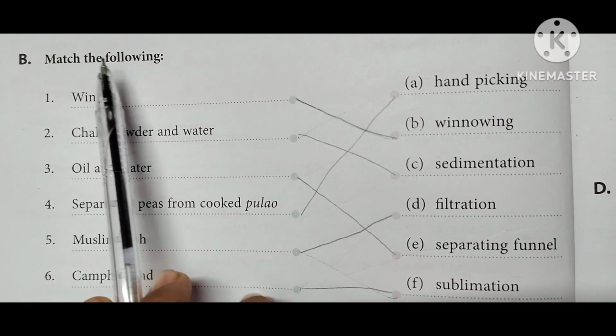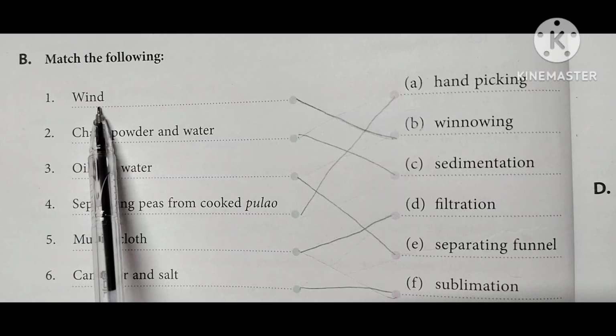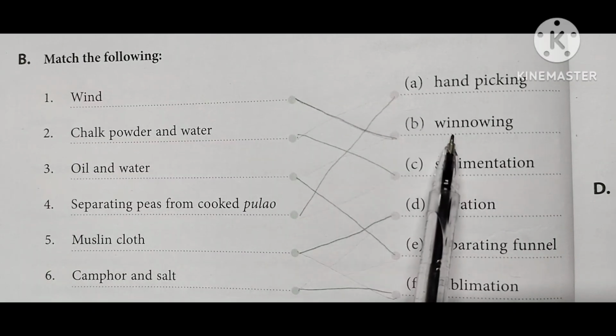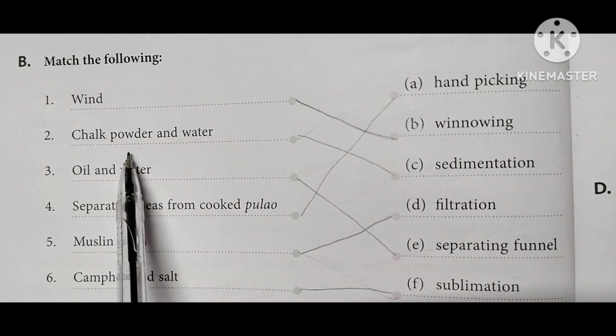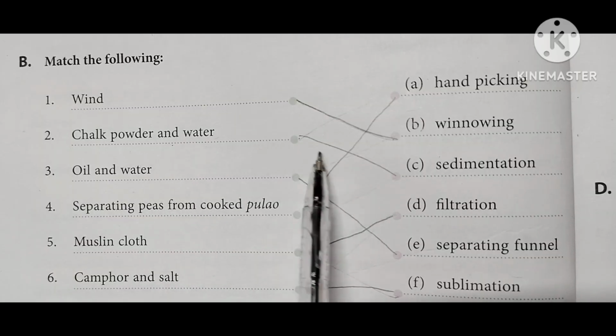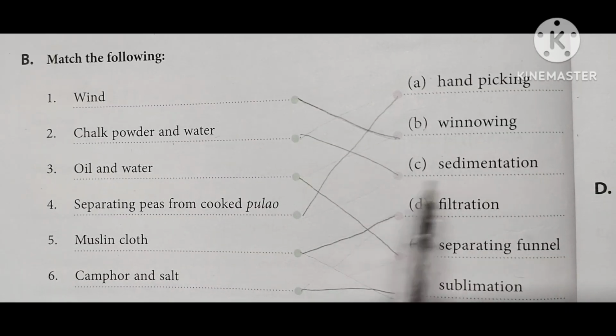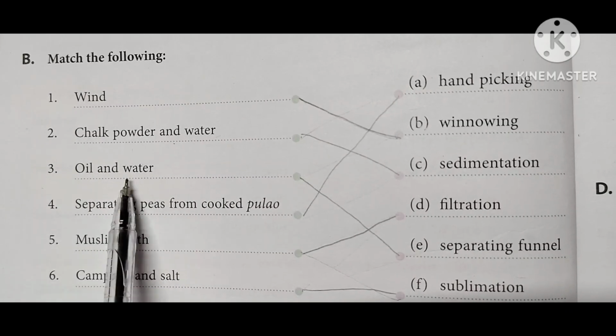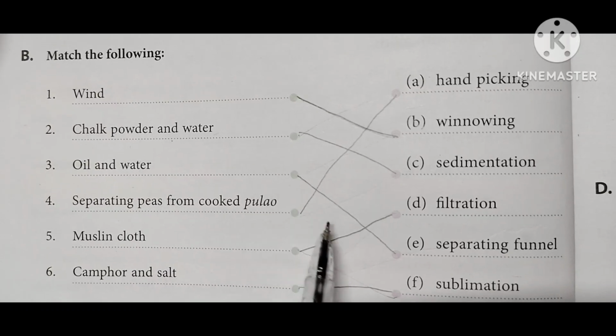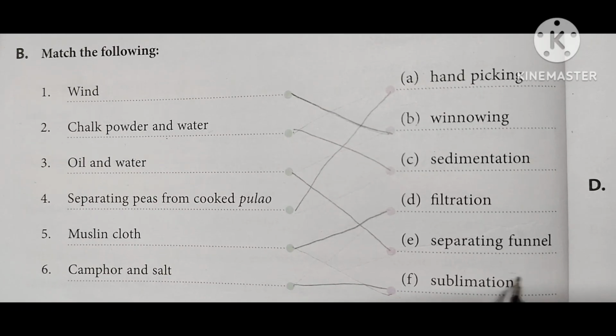B. Match the following. First, wind, it is matched with B. Winnowing. Second, chalk powder and water. It is matched with C. Sedimentation. Third, oil and water. It is matched with E. Separating funnel.